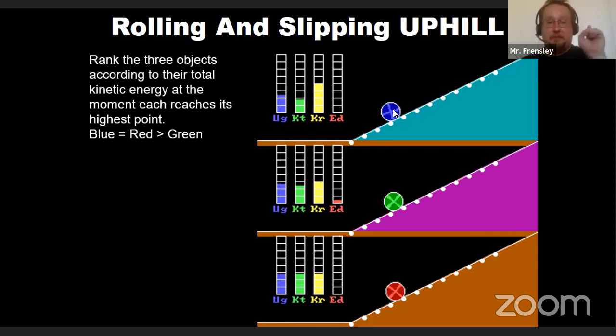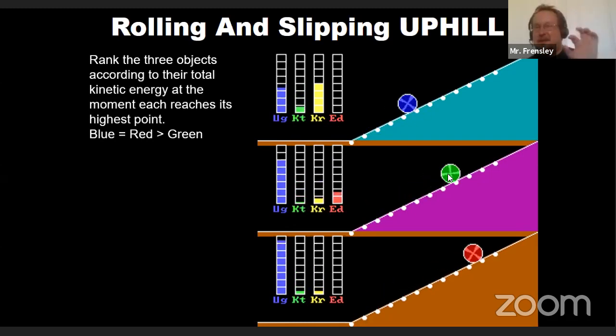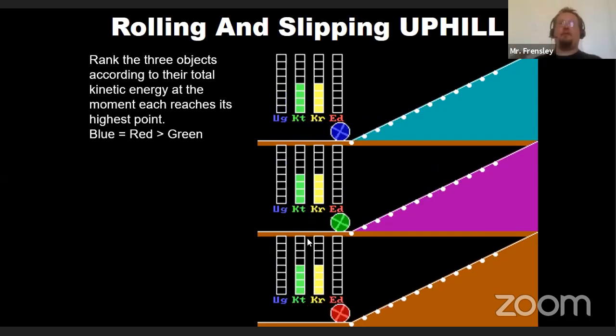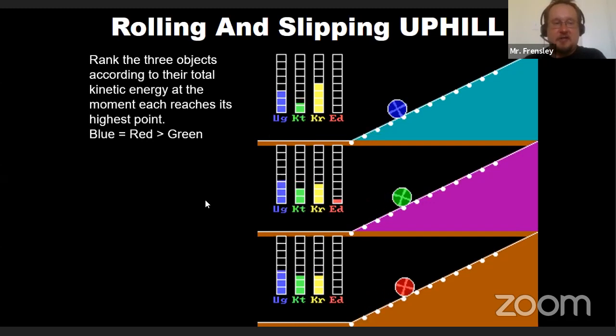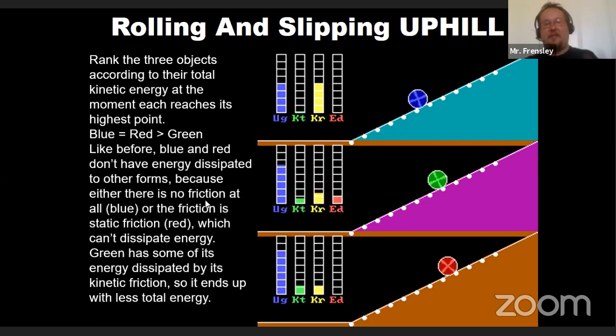So it should have been: blue has the most kinetic energy because it's still rotating. Green has a little bit of rotation still, and red has no rotation, and they all have no translational kinetic energy at their highest point. So I apologize about that. That was wrong. So let me just get off that screen.